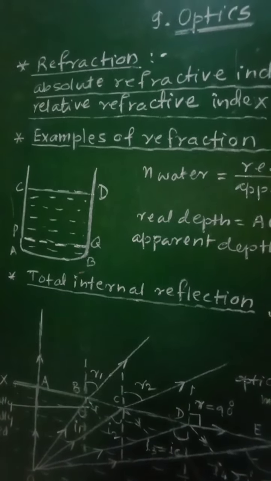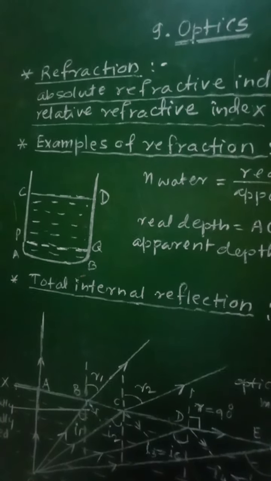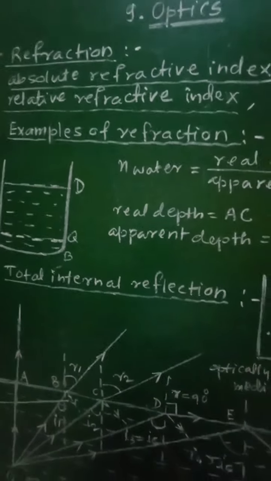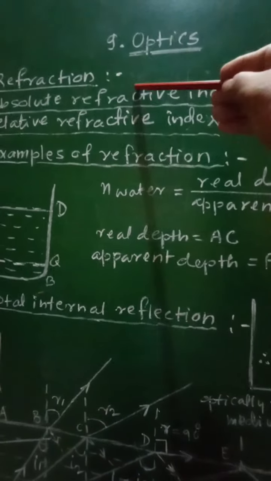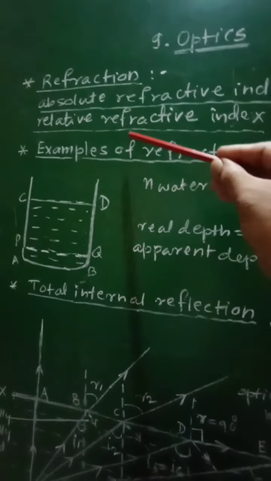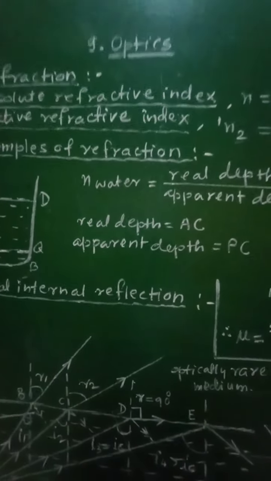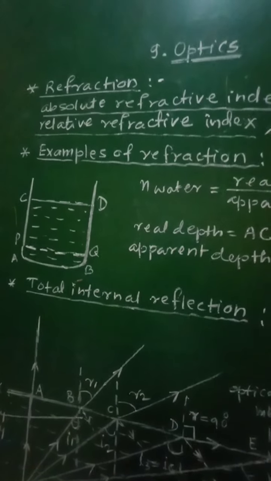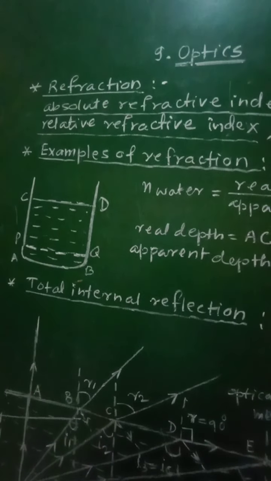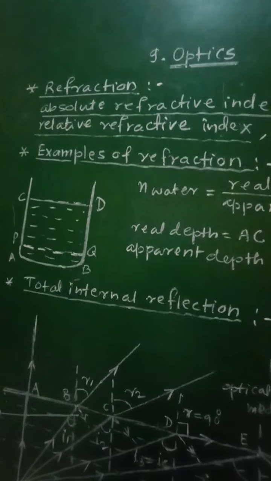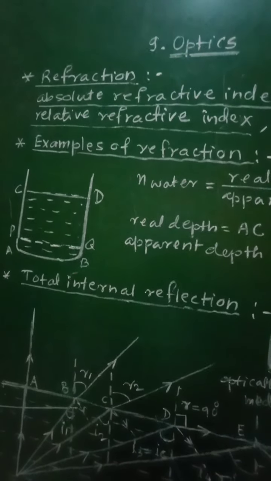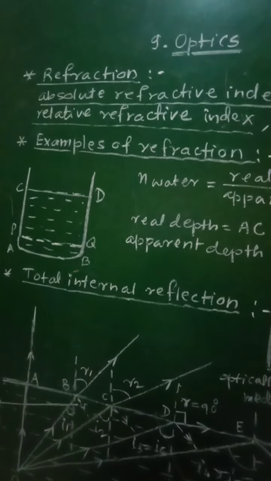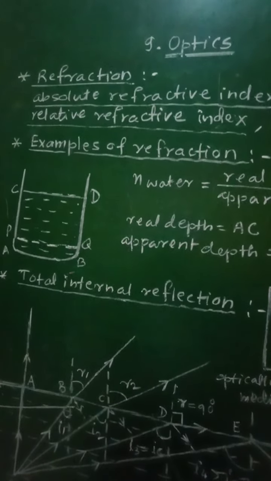Now we will have to define two types of refractive indices, and these are the absolute refractive index and relative refractive index. Now what is that absolute refractive index? The ratio of speed of light in vacuum to the speed of light in a given medium is called the absolute refractive index of that medium.